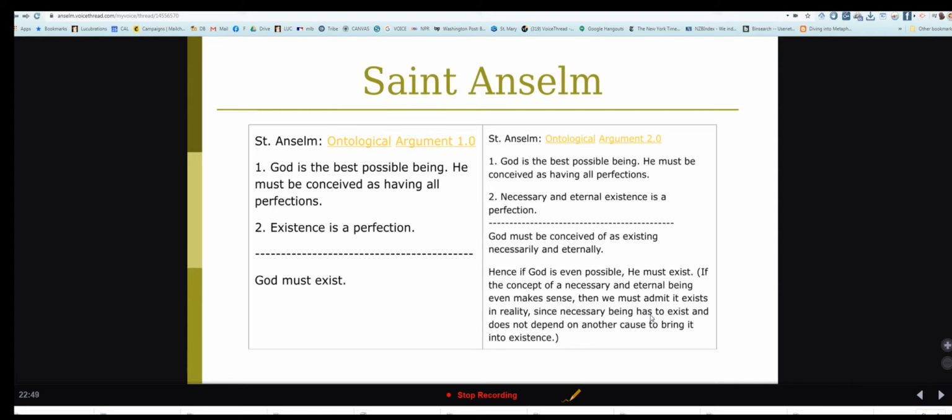But a necessary being, because it contains its own cause, doesn't need anything to bring it into existence, and nothing could possibly take it out of existence, because it doesn't depend upon anything, and it exists outside of time. So St. Anselm thinks a necessary and eternal being would just have to exist. You don't have to check with your senses to see if it exists. It's part of the definition of that thing, that it exists necessarily.